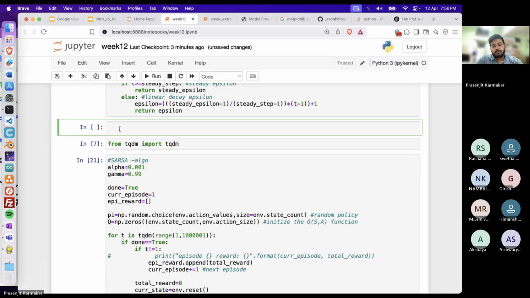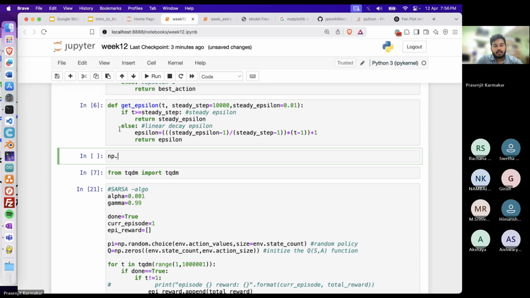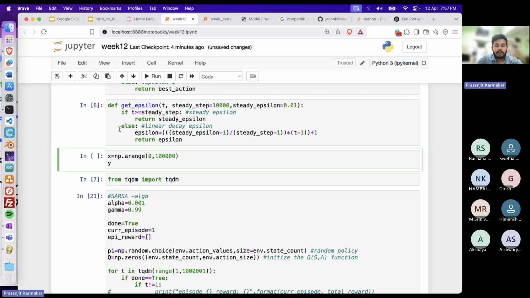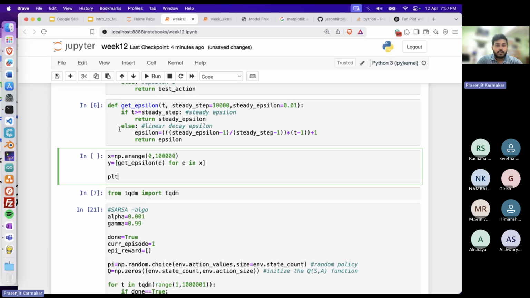So what we can do, np.arange 0 to 10,000, 1 lakh, let's say. This is X, and let's keep Y to be, for every element in X, apply our get epsilon method. Get epsilon method of element, everything else remains same. Let's do plt.plot Y.